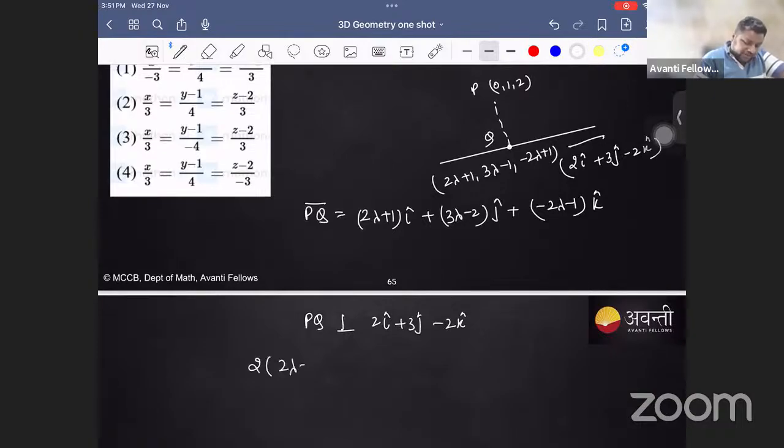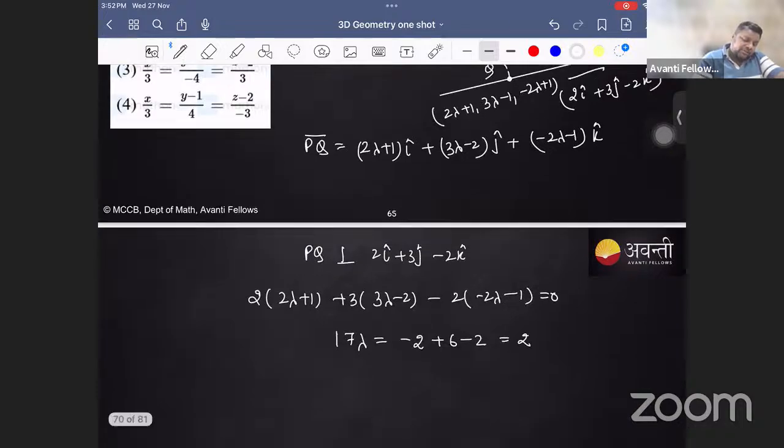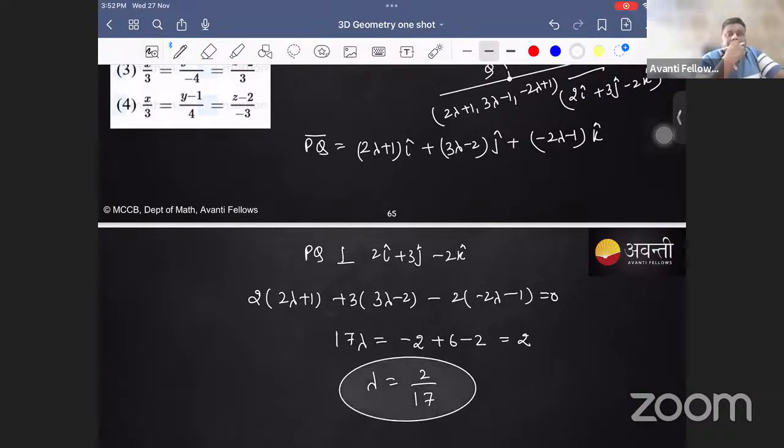So twice of 2 lambda plus 1 plus thrice of 3 lambda minus 2 minus 2 times minus 2 lambda minus 1 is going to be 0. So 4 and 4, 8 and 9, so 17 lambda is going to be minus 2 plus 6 minus 2. So it is 2. So lambda is going to be 2 upon 17. Am I correct?